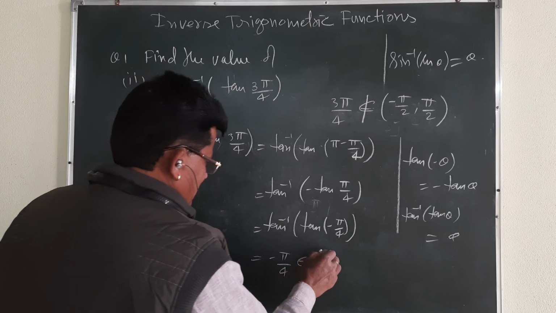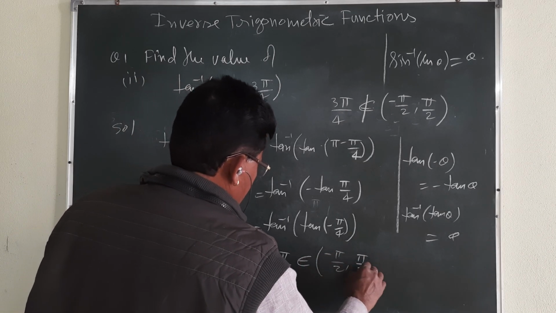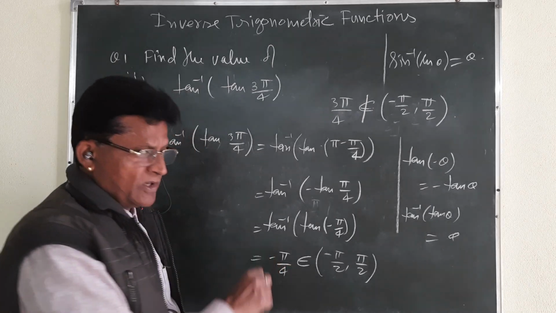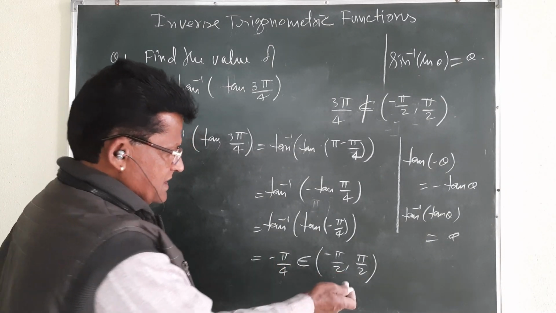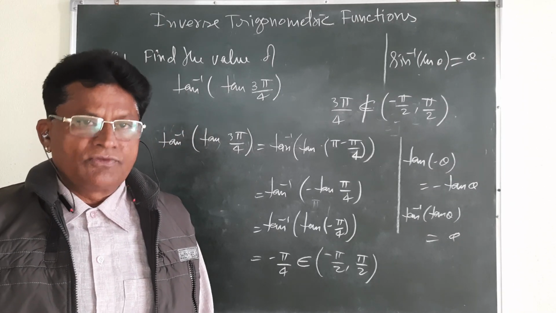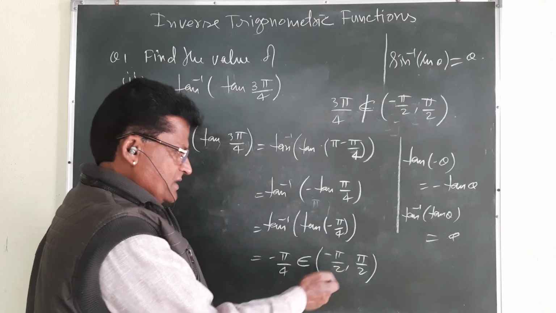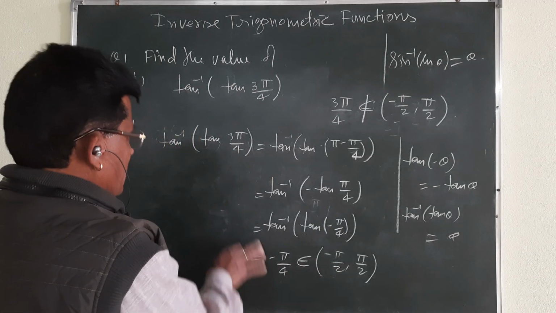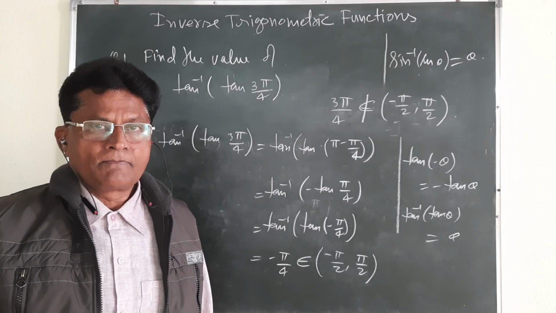You see, it belongs to minus pi by 2 to pi by 2, because pi by 4 is 45 degrees, and negative 45 automatically will lie in it. This is the principal value branch of the tan inverse function, and this is the range of the tan inverse function. That is why the value of this one will be minus pi by 4.